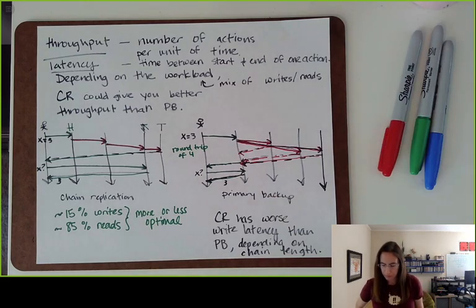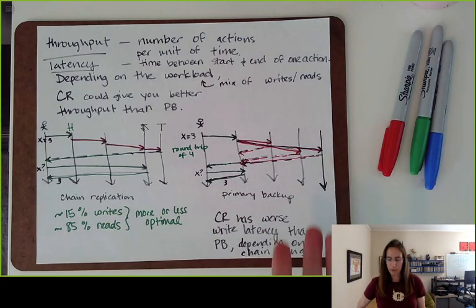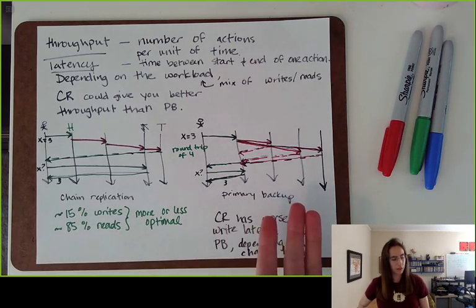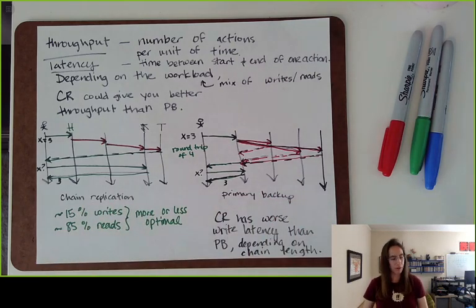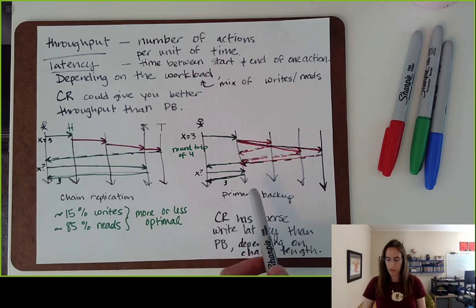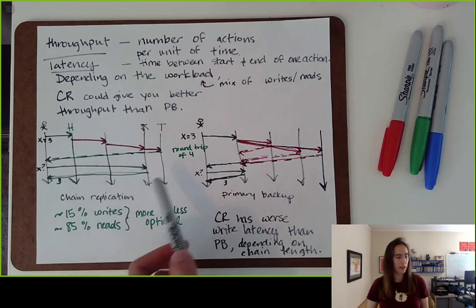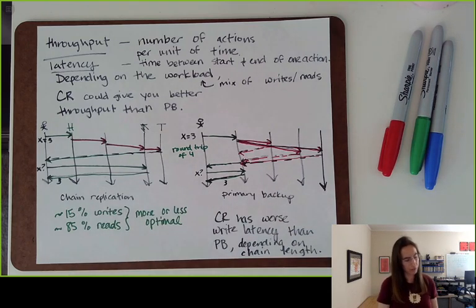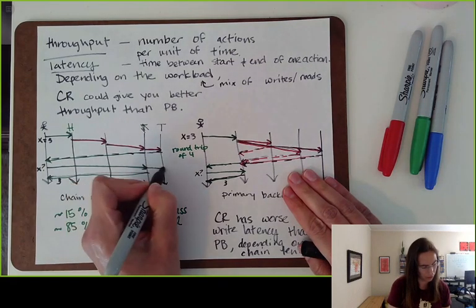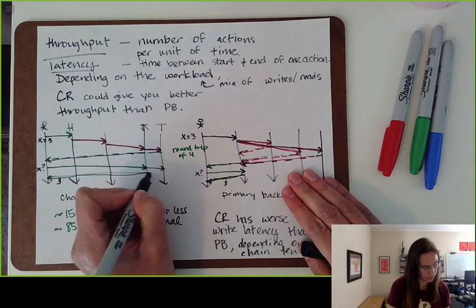So in order for either of these replication techniques to work, the client has to know who to talk to. Right? In the case of primary backup, they have to know who the primary is. And in the case of chain replication, they have to know who the head and the tail are. I guess I should fix this second picture now that we added a new tail node.